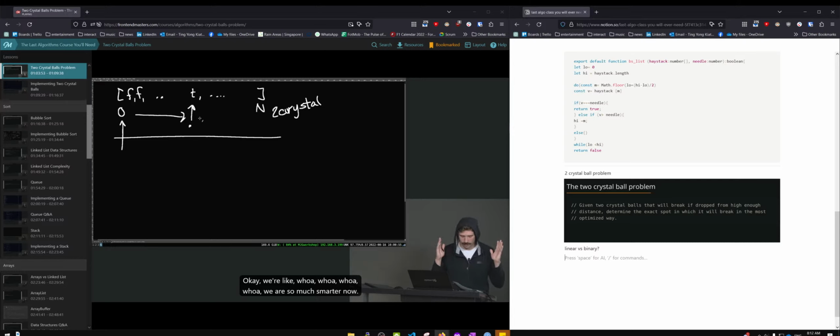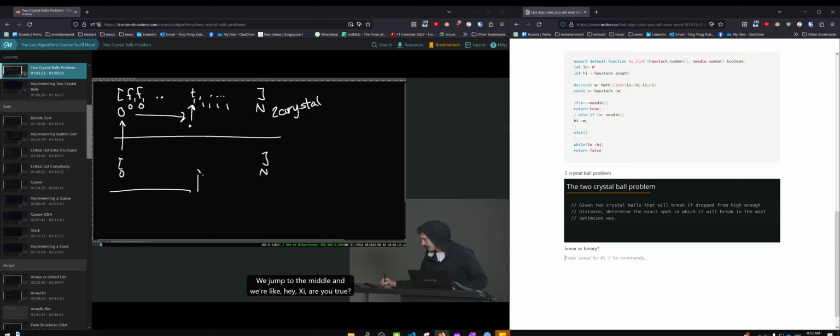Okay, we're like, whoa, whoa, whoa. We are so much smarter now. We already know something. This array's ordered, right? If we break it down in the most orderly way, it's a bunch of zeros until it's a bunch of ones. We're so much smarter than this. We can easily do this. So again, we have an array. We jump to the middle. And we're like, hey, x of i, are you true? And it's like, yes. Oh no, what just happened there?